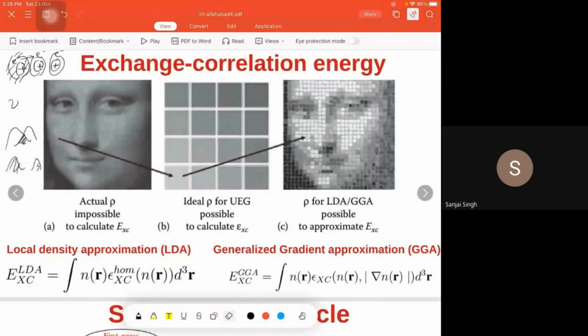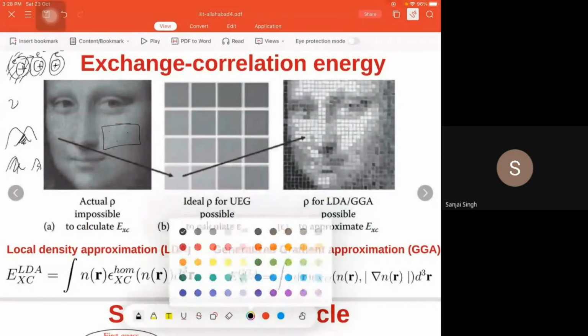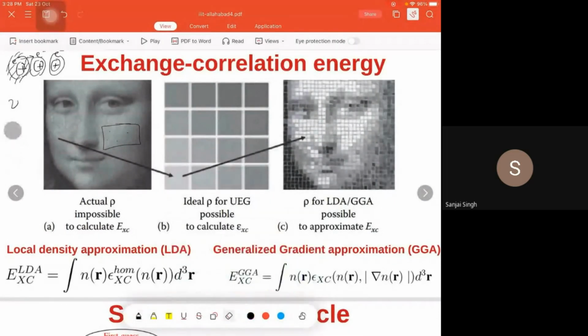You can actually see this in terms of the charge density. Somewhere the electrons are closer, so the density is more here. Where this part is more or less uniform, the electrons are slightly far apart. So this picture is what we have to capture. This is your exchange correlation part.